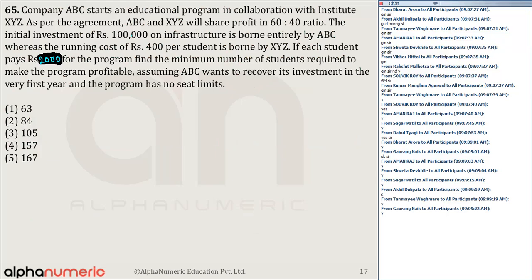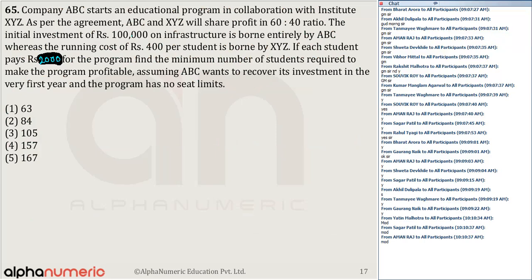Okay, time is up now, guys. Let's start with the discussion. How was the paper? Difficult or easy? Moderate. It was not a very, very difficult paper, but average. Average to difficult, not very easy. But anyway, let's start with the discussion of this particular paper.